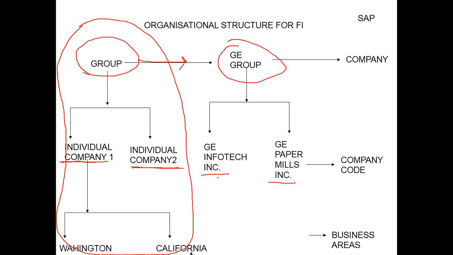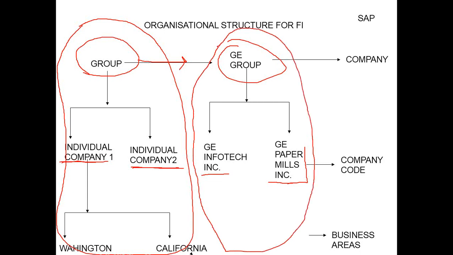Now, this GE Infotech Incorporation is carrying on business in Washington, California. Then GE Paper Mills Incorporation is also carrying on business in Washington, New York, New Jersey, California, etc. So this is the real enterprise structure for the GE group of companies for the purpose of preparing financial statements. Now you have to translate this enterprise structure into SAP.